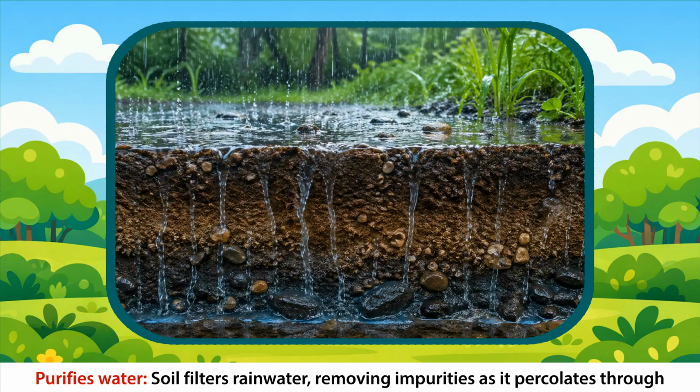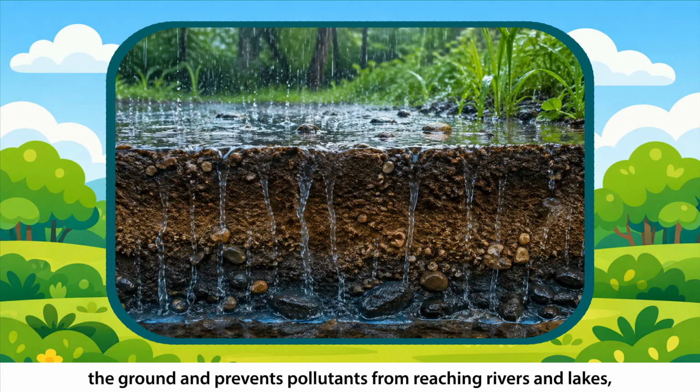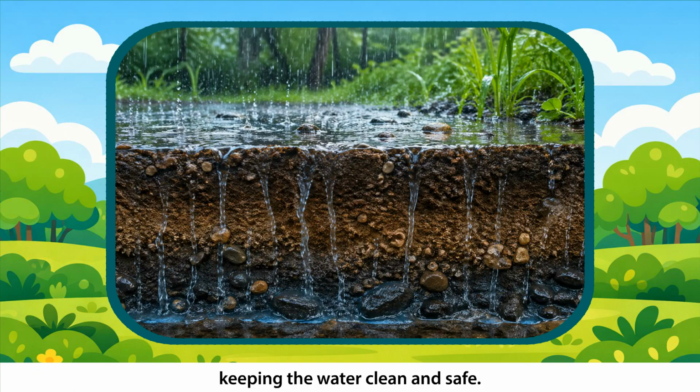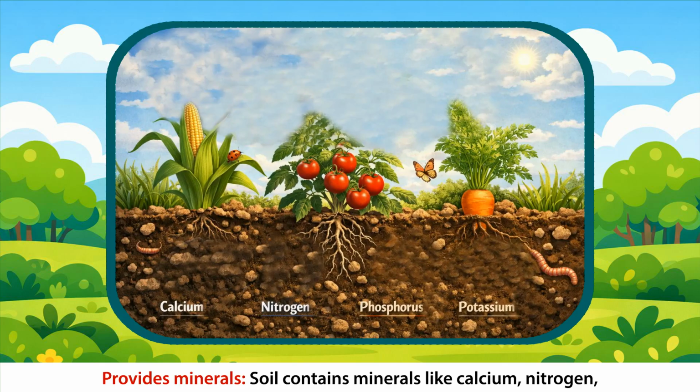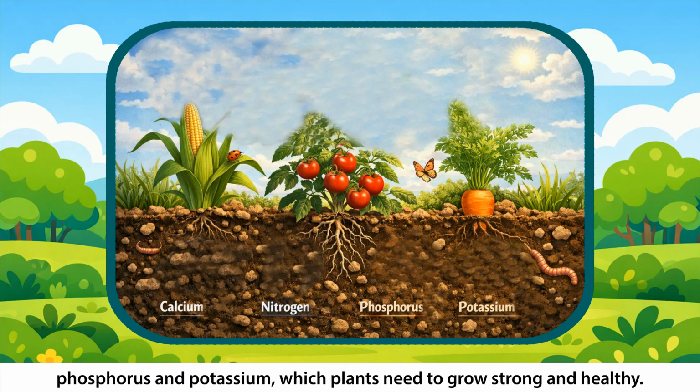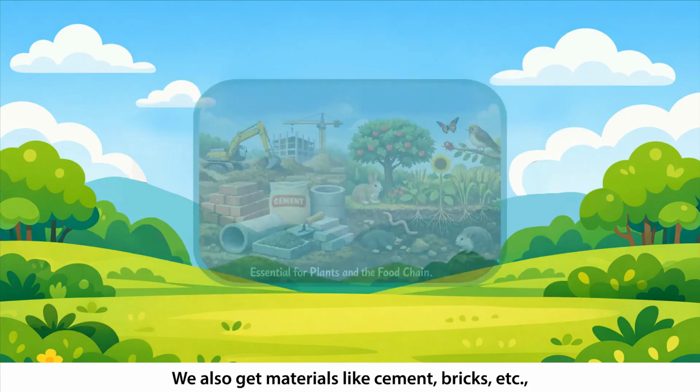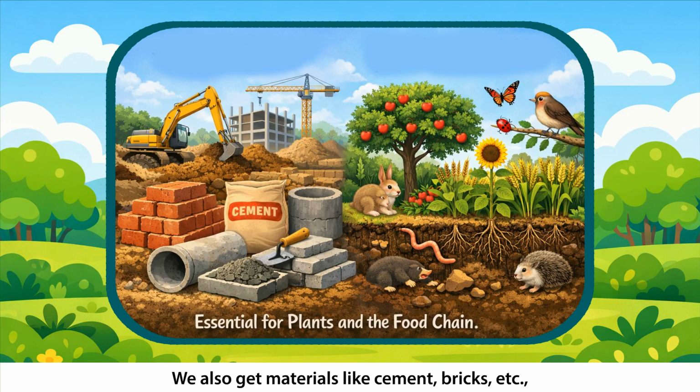Purifies water. Soil filters rainwater, removing impurities as it percolates through the ground and prevents pollutants from reaching rivers and lakes, keeping the water clean and safe. Provides minerals. Soil contains minerals like calcium, nitrogen, phosphorus, and potassium, which plants need to grow strong and healthy. We also get materials like cement, bricks, etc. from soil that are used to make different materials for our use. These minerals are vital for plants and the food chain.